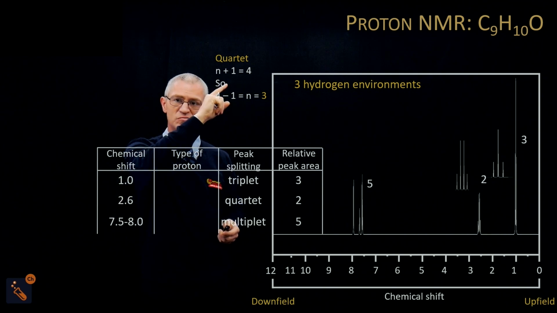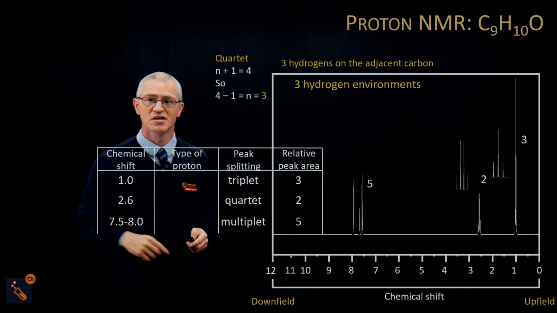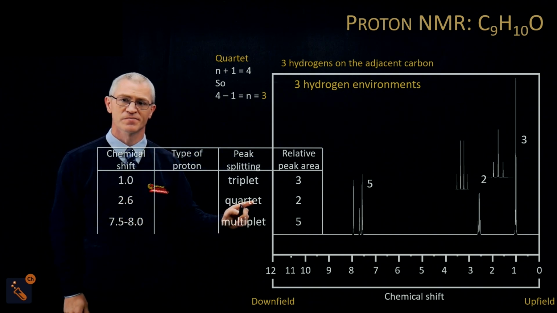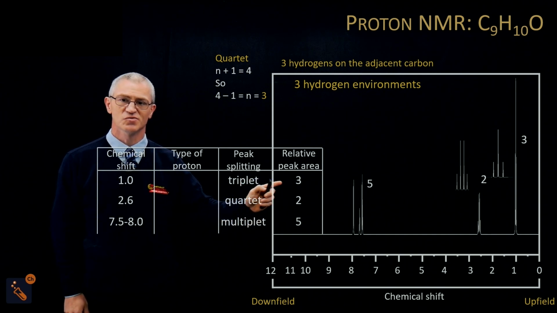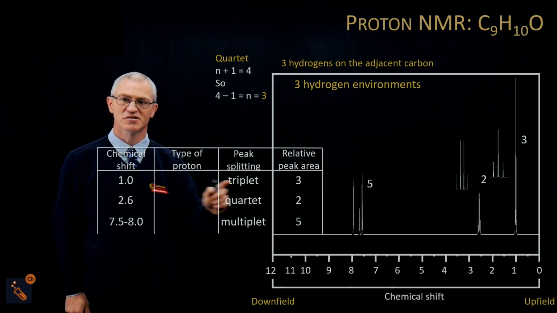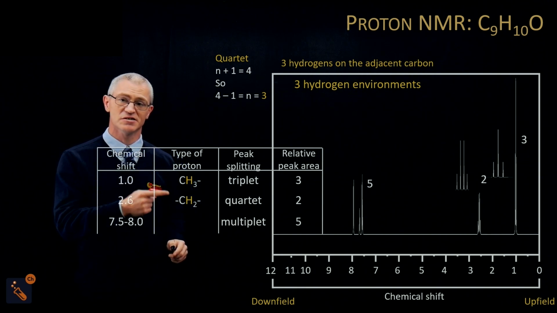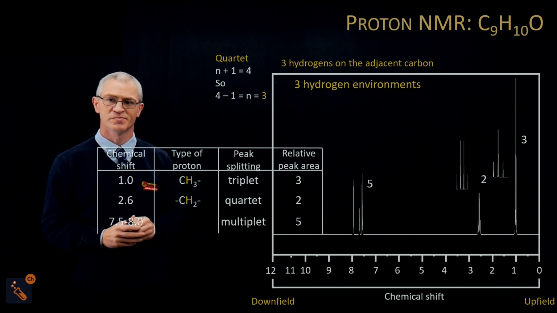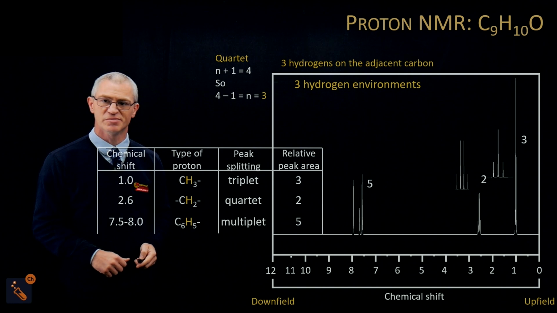So quartet is n+1 equals 4. So 4 minus 1 is n, which is 3. So that means we have 3 hydrogens on the adjacent carbon. So the hydrogens that give the quartet have a set of hydrogens next to them which have 3 hydrogens on that carbon. And that means these 2 peaks must be next to each other. So that is a CH3 with a relative peak area of 3, and that is a CH2 with a relative peak area of 2. And they're next to each other because of this n+1 rule. Finishing off with our C6H5, which is our monosubstituted benzene.